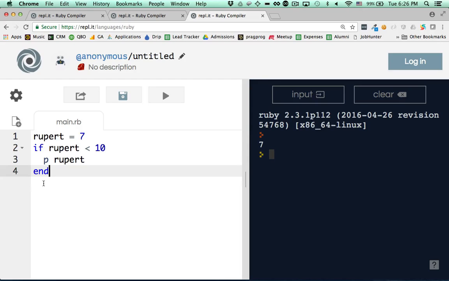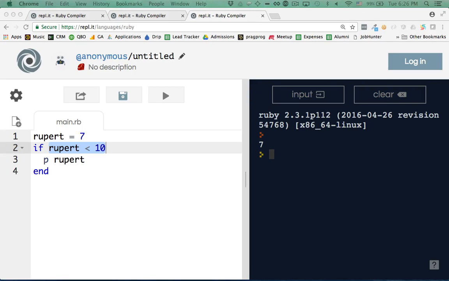Yeah. So the condition is if Rupert is less than 10. That's the condition. So when I refer to the condition, that's exactly right. It's: is Rupert less than 10? That's the condition. If that condition is true, then we do whatever is between the if and the end. Yep. Okay.